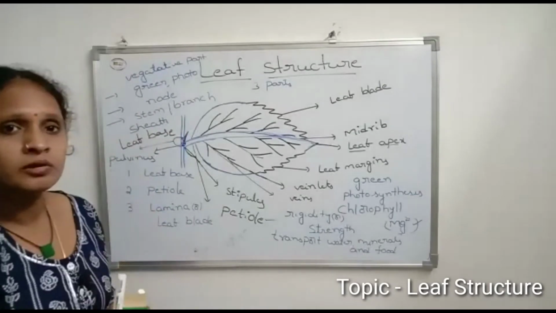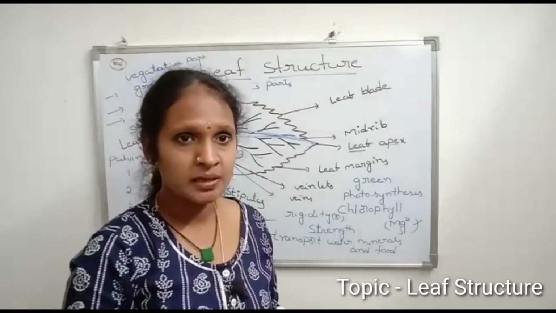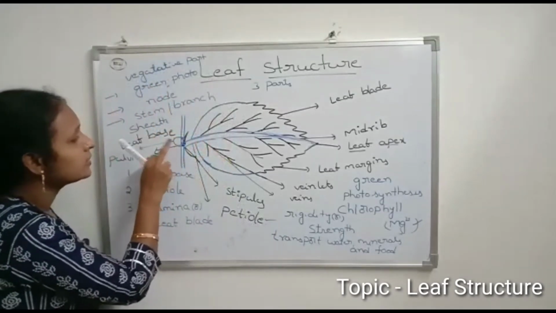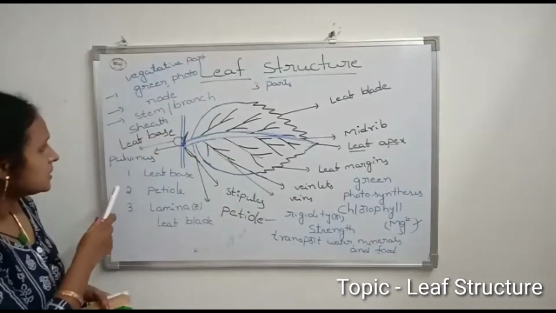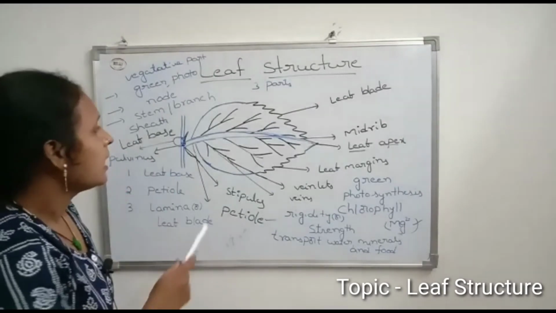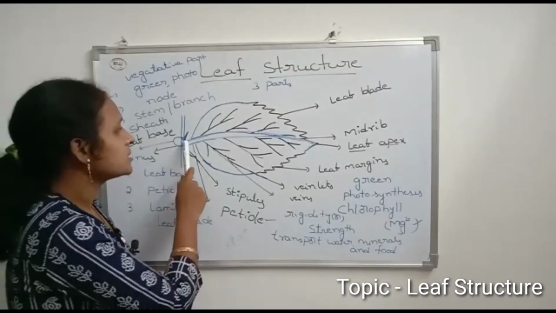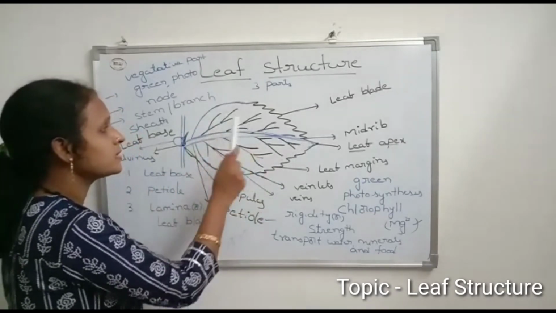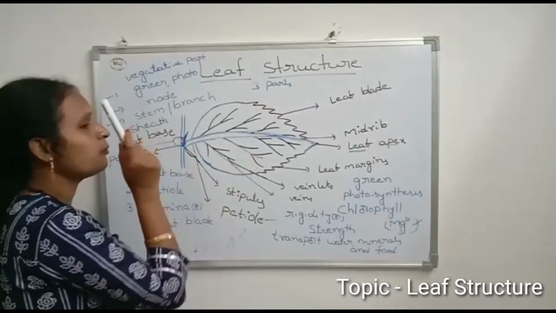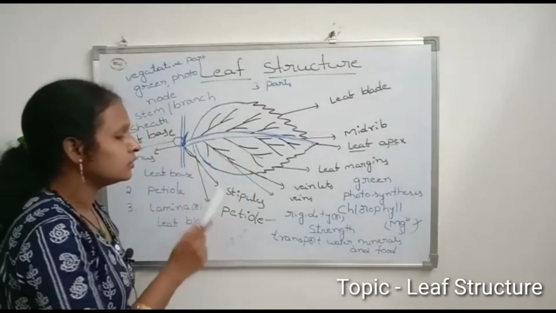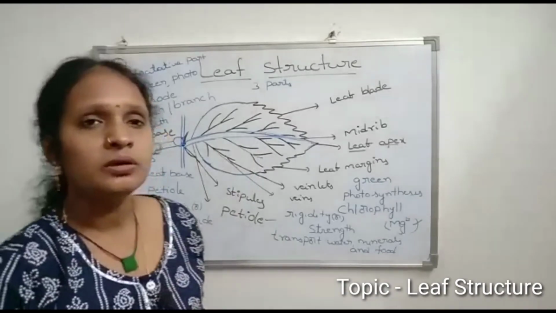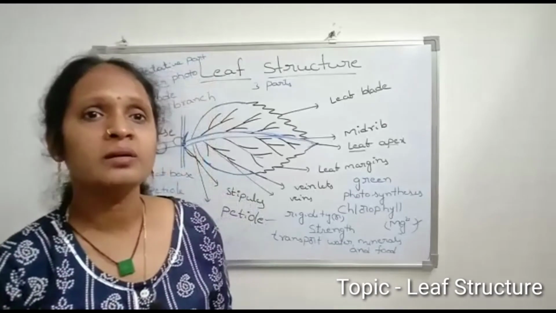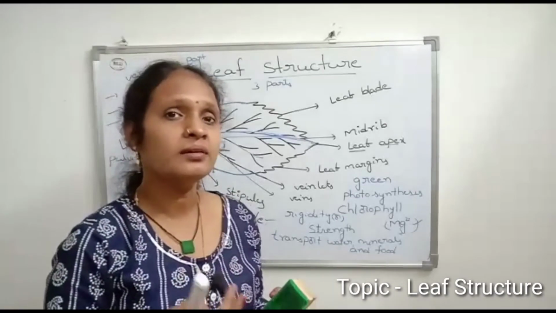In monocotyledons, that is the Gramineae family, the leaf base that covers the entire node is called the sheath. And next, the petiole. The stalk of the leaf that joins the lamina and leaf base is called the petiole. What is the use of the petiole? It exposes the leaf to sunlight, and it helps in fluttering in the wind.